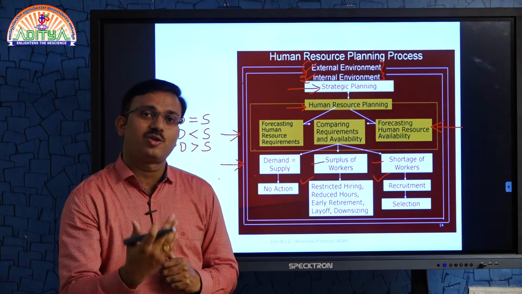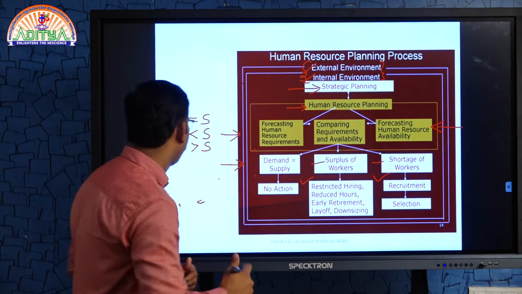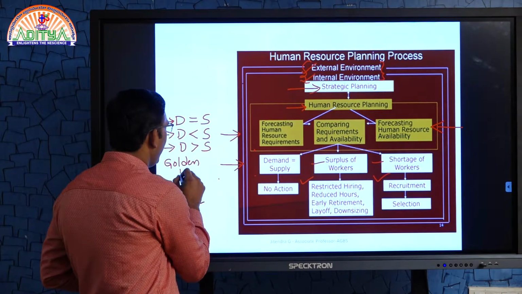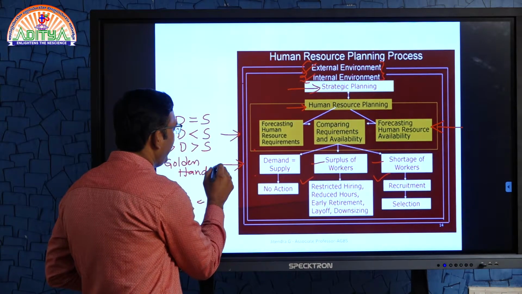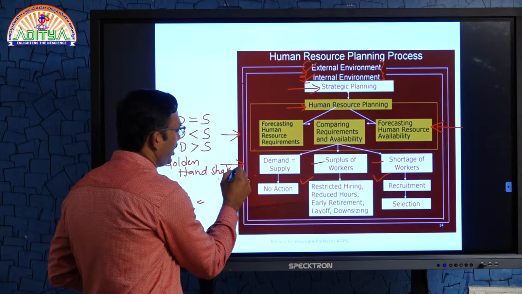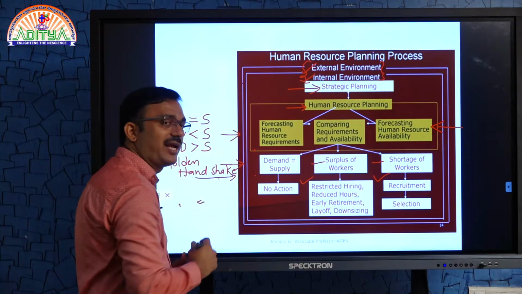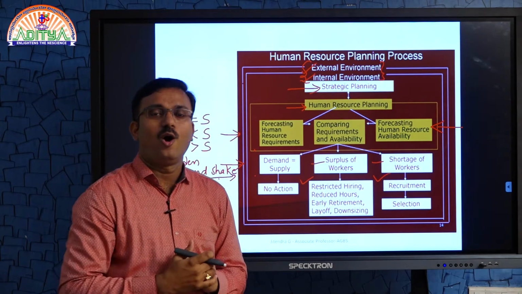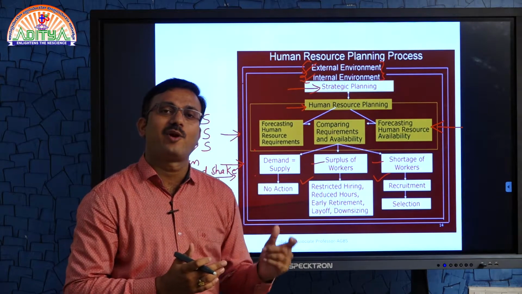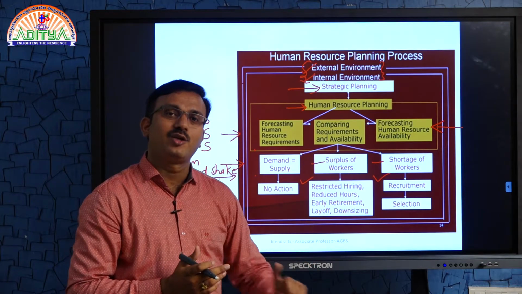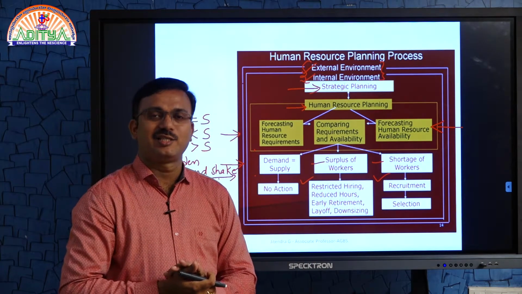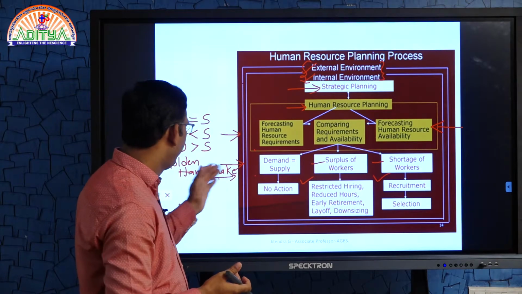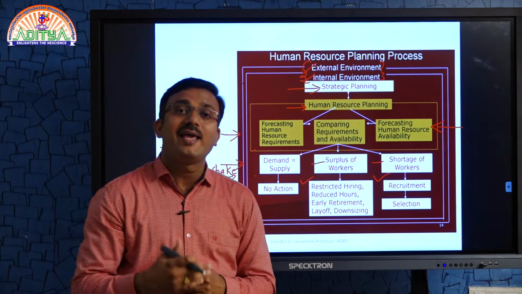This VRS is also called a golden handshake. Why is it called a golden handshake? Because at the time of retirement, the company gives all the benefits which the employee is going to avail during the course of his employment. That is the reason why it is called a golden handshake. And the opposite of this golden handshake is the iron handshake.